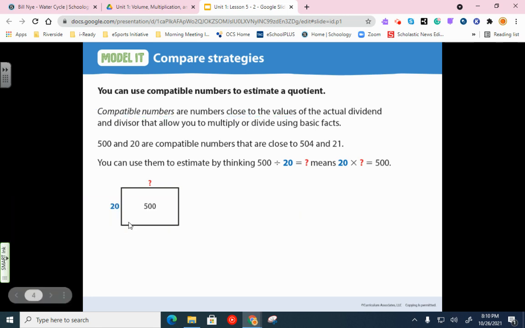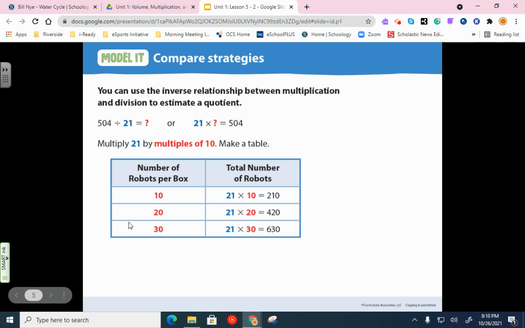Down below here, you can use inverse relationship to solve these. So again, that's kind of what we did on the first page. We could do it like that. But over here on the left are number of robots per box. Over on the right, their total number of robots. Over here would have been our divisor. And over here would have been our dividend. We don't have to worry about that for now, but you can make a table to kind of get an idea of the numbers. So just a technique to keep in mind.